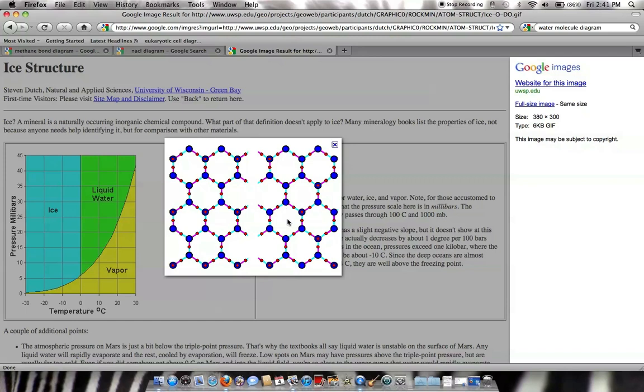Okay, hydrogen bonds as a group are very strong, but individually hydrogen bonds are very weak. So a hydrogen bond is basically a bond between a hydrogen, the positive area of a hydrogen molecule, and the negative area of the oxygen in another molecule. So that's basically, in water, how hydrogen bonds work.